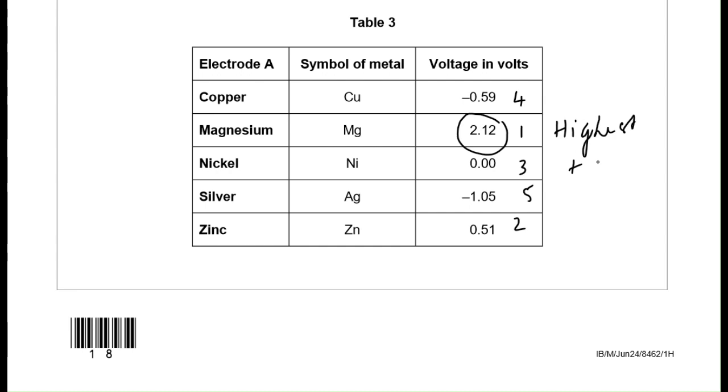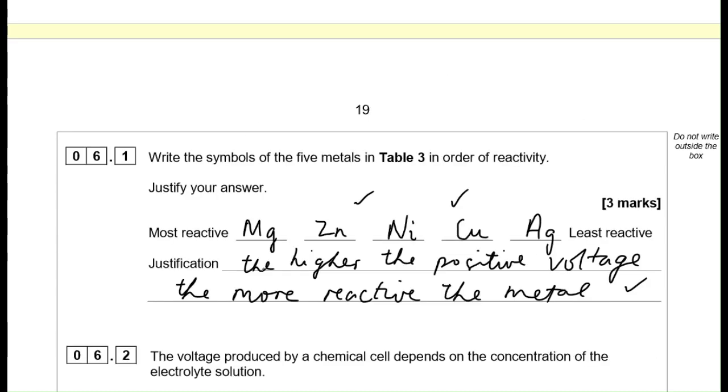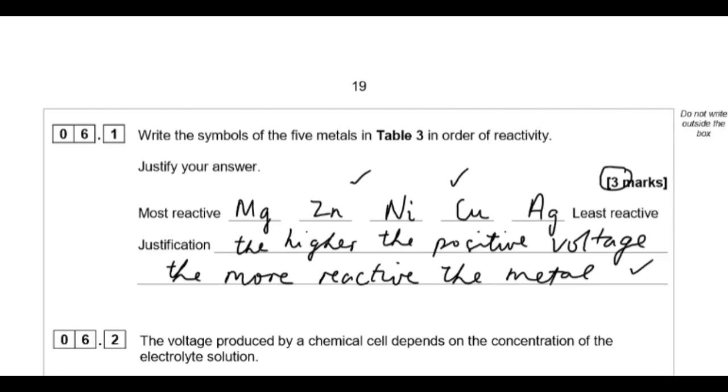And so that's really what we need to write. The metal with the highest positive voltage is the most reactive. And that's your third mark. So if we look down at the answer grid, we'll see what we're going to write down to get our third mark. So the higher the positive voltage, the more reactive the metal, 3 marks.